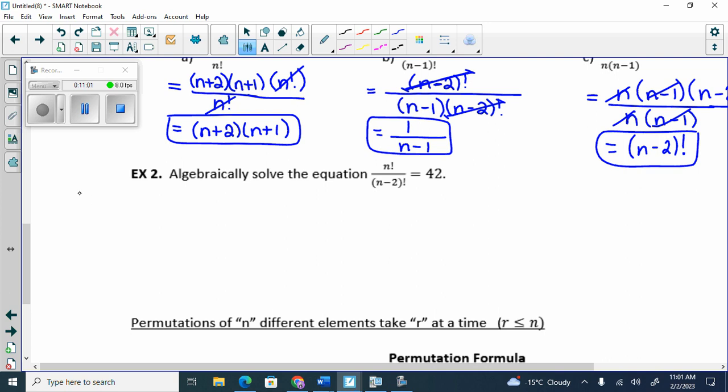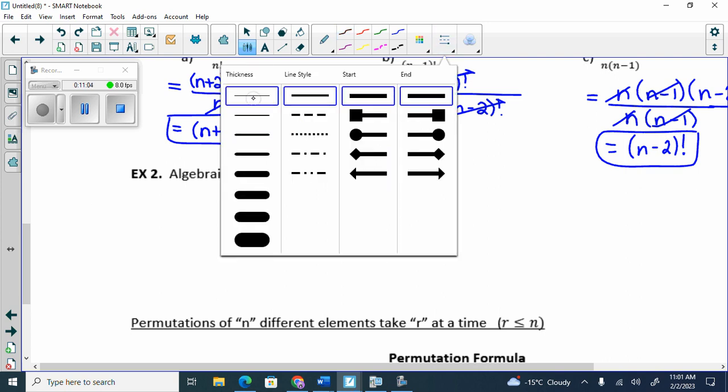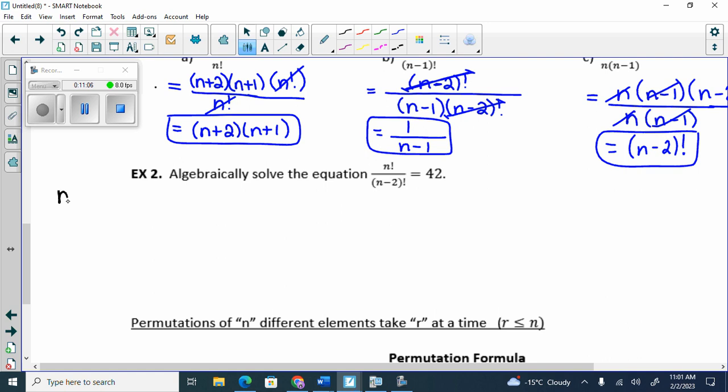So n factorial over n minus 2 factorial equals 42. I'm just rewriting it. That's all I'm doing. And I know how to solve stuff from grade 11 with quadratics and all that. You'll remember it. I can do linear, I can do all that. What I don't know how to do is solve when there's a factorial symbol in it. But we just learned how we can get rid of factorial symbols, right? We take the largest one, we expand it till it matches the smallest one, it cancels off with the factorial symbol, and then the factorial symbols are gone, and I'm back to grade 11 math.